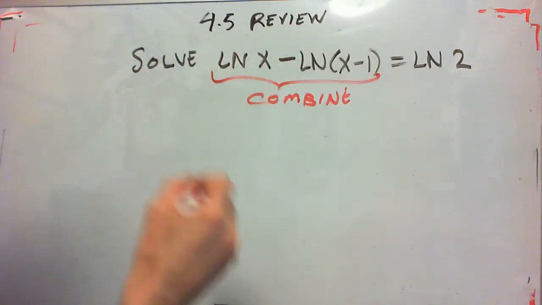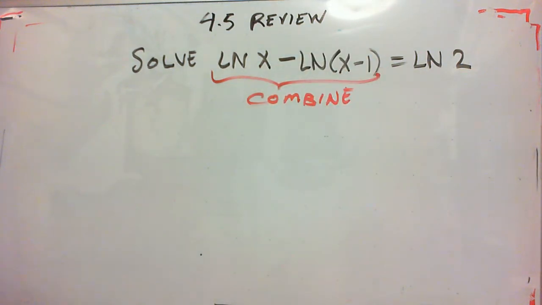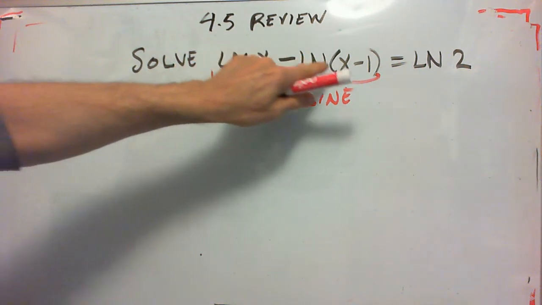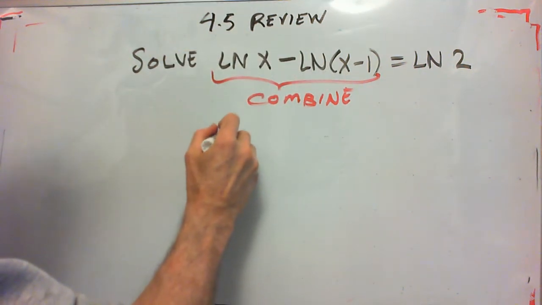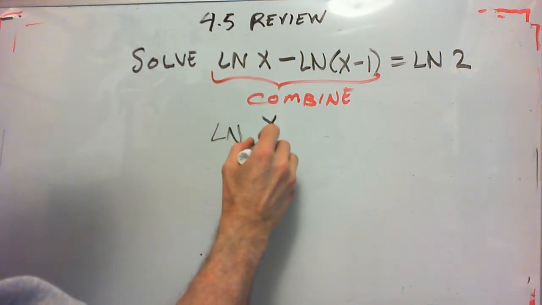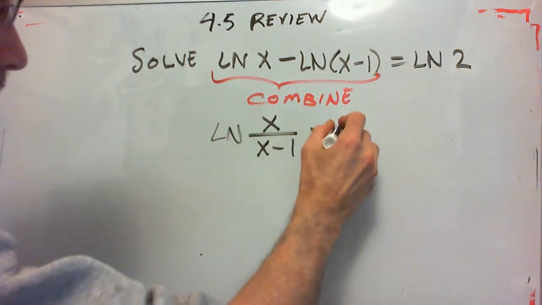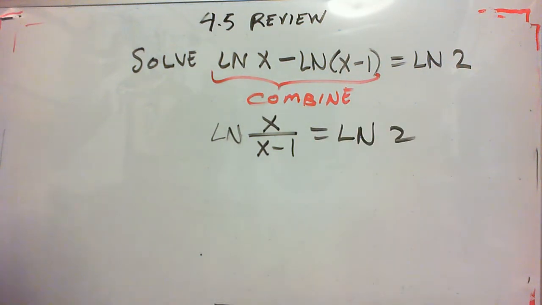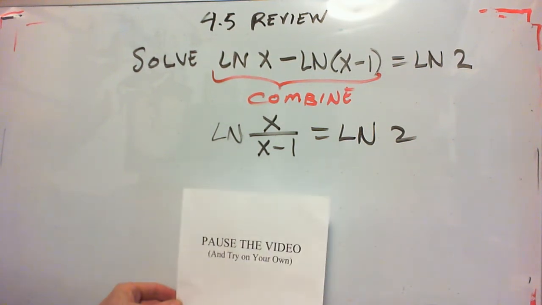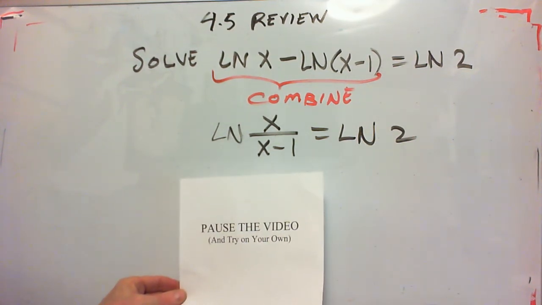Well, in our last section we learned the way to do that using the properties of logs. Log of u minus log of v is log of u over v. In this case, ln of x over x minus 1 equals ln of 2. And now you can unlog both sides and solve for x. So why don't you finish this?